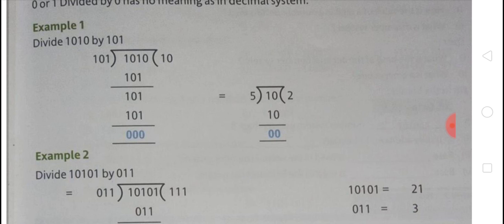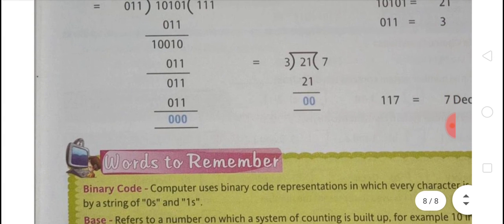1010 divided by 101. When we divide, the quotient will come 10. Look here, 101 and 101. 1010 is the binary number of 10 and 101 is the binary number of 5. So 10 divided by 5. What is the decimal number coming? 2. When we convert the decimal number to a binary number, then 10 comes. So it is correct.